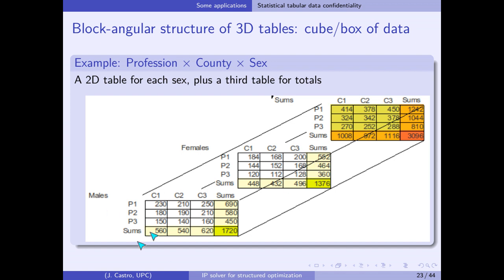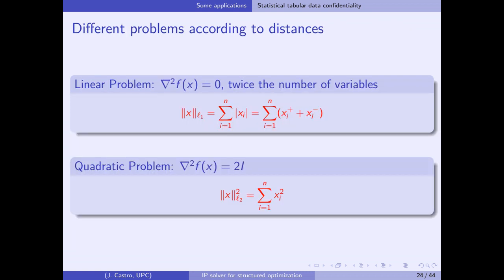There will be variables of the first block, variables of the second block, up to the last block, and you have linking constraints forcing the sum by blocks to be equal to this total. So this problem can be formulated as a block angular problem, and it has the structure of the interior-point method we are using in this type of applications. Let me show you some results for two different distances. In the first case, we consider an L1 distance for the perturbations, so we have linear optimization problems. In the second case, we consider a Euclidean distance, so we have quadratic optimization problems.